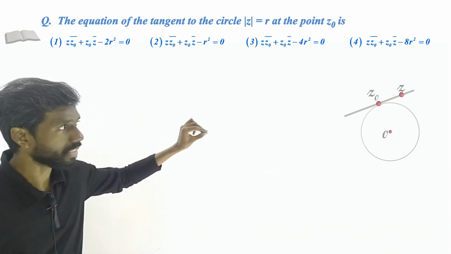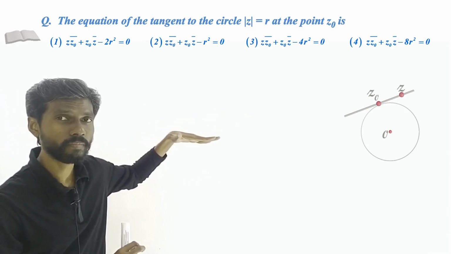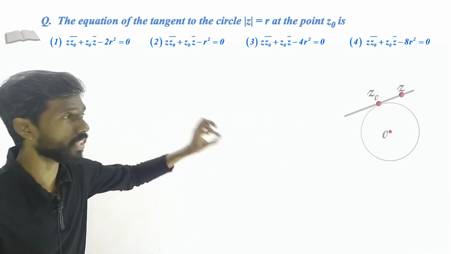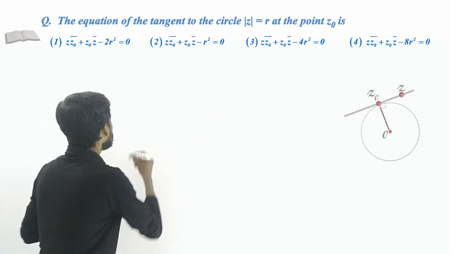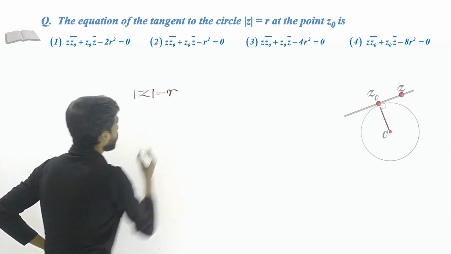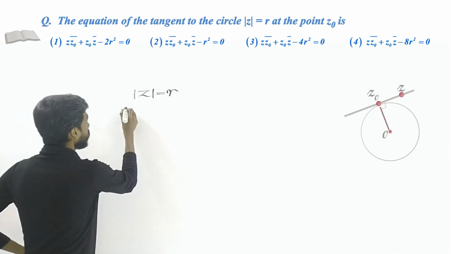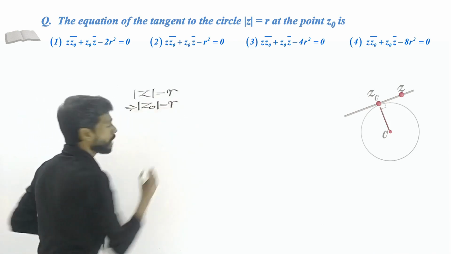Now what is the condition satisfied by z? Let us find the slope of that tangent and the slope of the line joining origin to that z0. These two are perpendicular, right? See, this is the equation of the circle, mod z equal to r. Now z0 is on this circle, so it will satisfy mod z0 equal to r. So that is one condition.